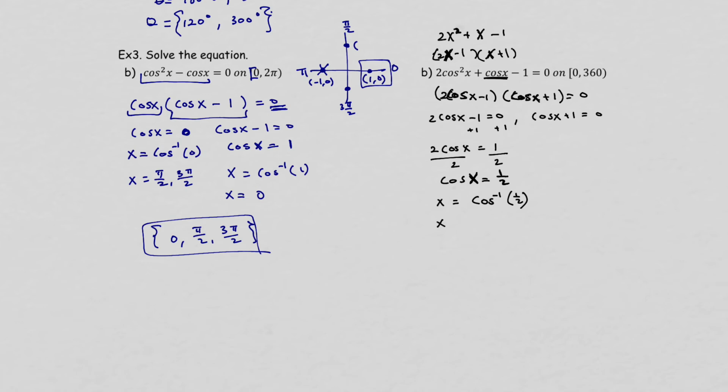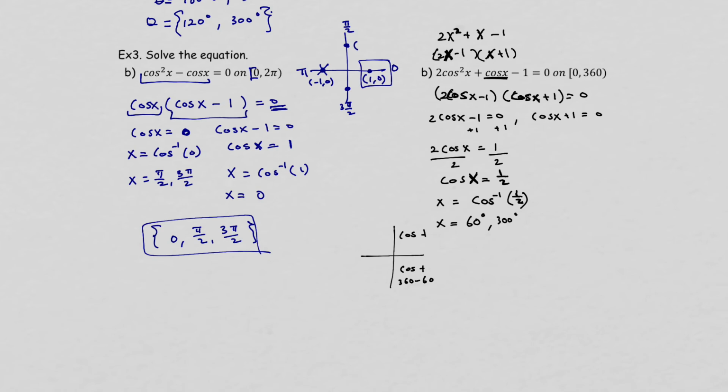You know that that's going to be 60 degrees. But we also know that cosine is positive in the first quadrant, and cosine is also positive in the fourth quadrant. So because you have positive 1/2, you have one more angle of the possibilities, which will be 360 minus 60. So that gives you 300.